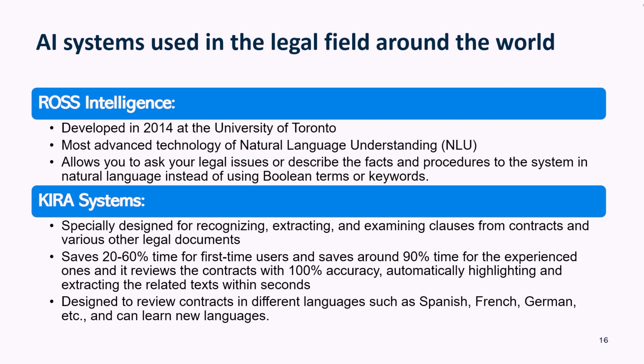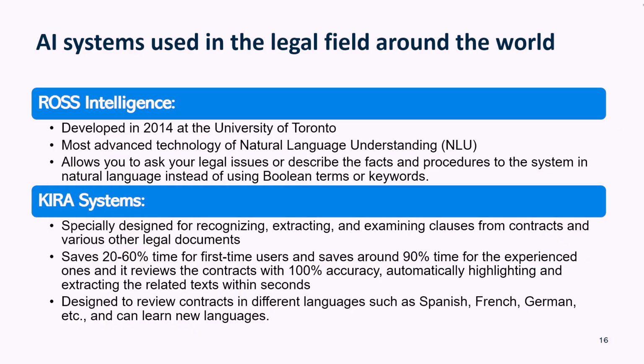Then AI systems used in the legal field around the world. This is also important, my dear viewers, to see what kind of AI systems are used around the world by the legal machinery, by the lawyers, by the legal fraternity. We have some AI tools which are very popular, like Ross Intelligence, developed in 2014 at the University of Toronto, and it is the most advanced technology of natural language understanding. It allows you to ask your legal issues or describe the facts and procedures to the system in natural language instead of using Boolean terms or keywords.